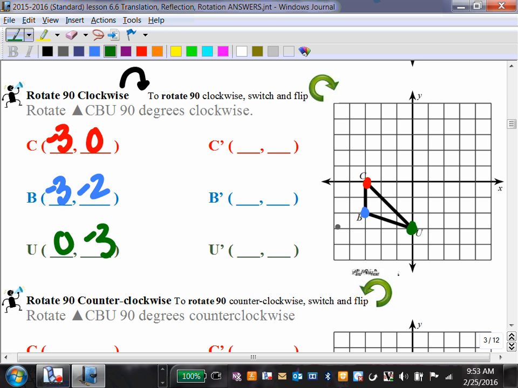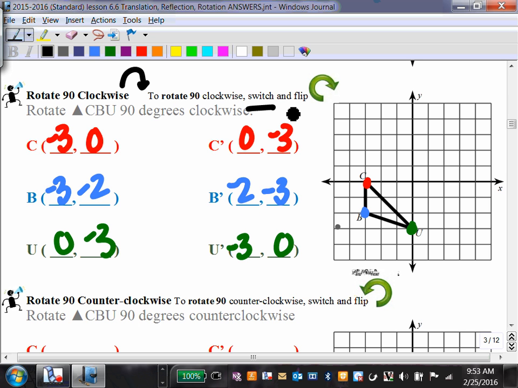Okay, let's do it. So I'm reading from the top, guys. Do it with me and read. Ready? To rotate 90 clockwise, switch and flip to the right. To the right, it's clockwise. Watch, guys. So step one, just switch the order. Do nothing else. Absolutely do nothing else. Just switch the order.